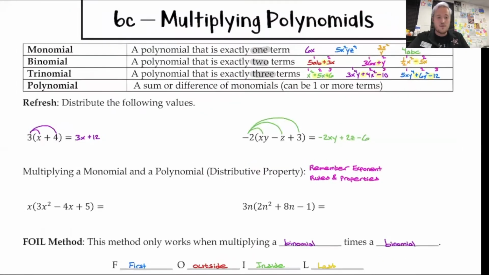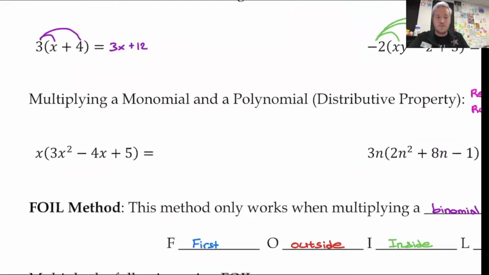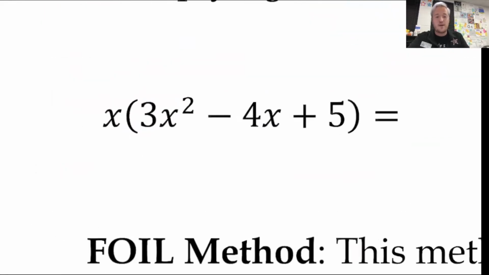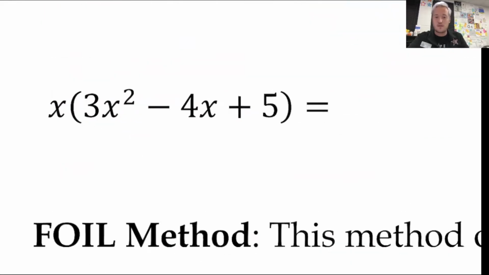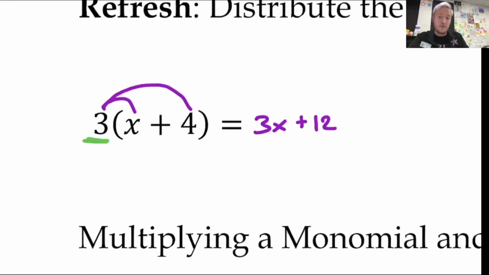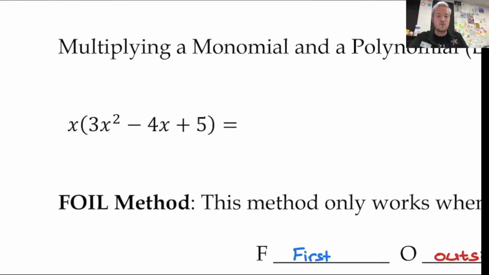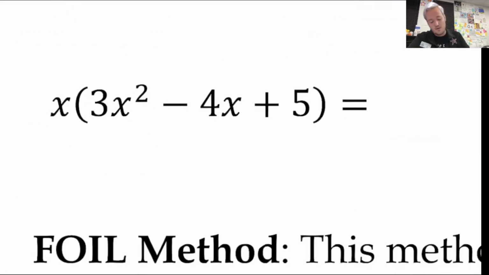Now we're going to multiply a monomial, so just a single term. I have x times 3x squared minus 4x plus 5. It's essentially the same as the distributive property, but now we're going to bring in the exponent rules. Before, we would only multiply by a number or a value, but now that we did the exponent rules, we can also distribute variables. So we're going to start off with step 1, just distributing an x.